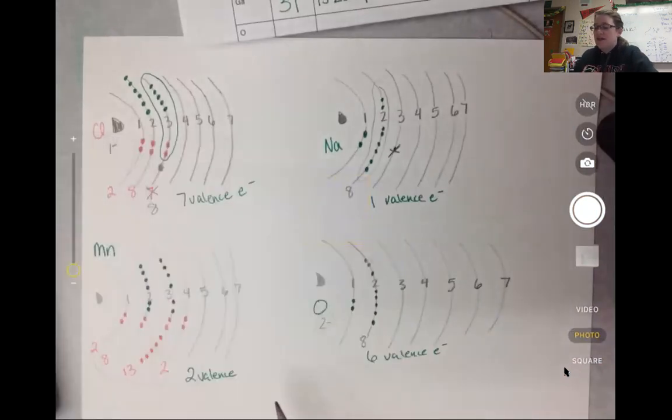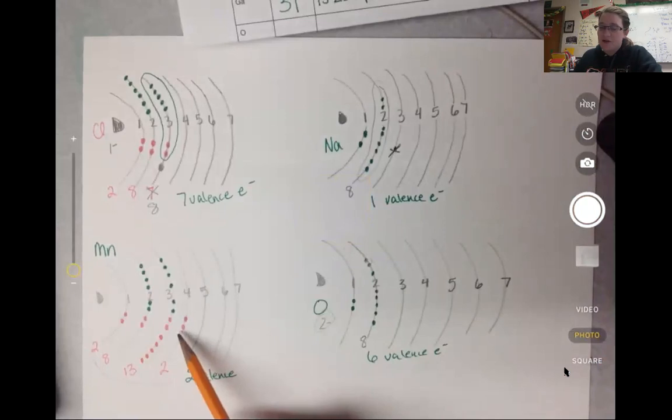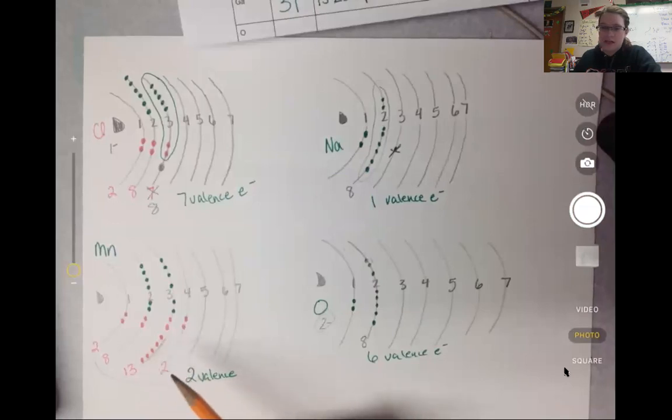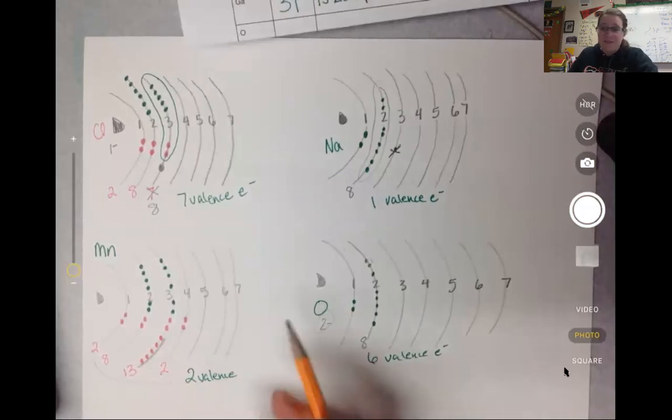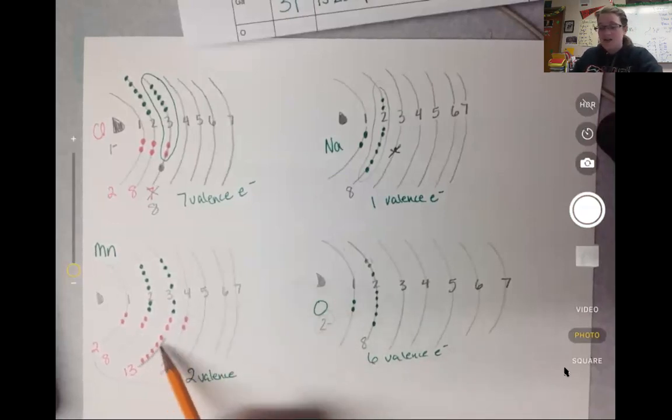Now, manganese can form multiple charges because, yes, it has 2 valence electrons, which it could lose and form a 2 plus charge, but it also has these extra electrons that filled the 3d orbital. That orbital is actually a little bit higher than this s. And so instead of losing these electrons, it could lose these. And so it could lose 2 of them, it could lose 3 of them, it could lose 5 of them, it could lose a combination of these 2.